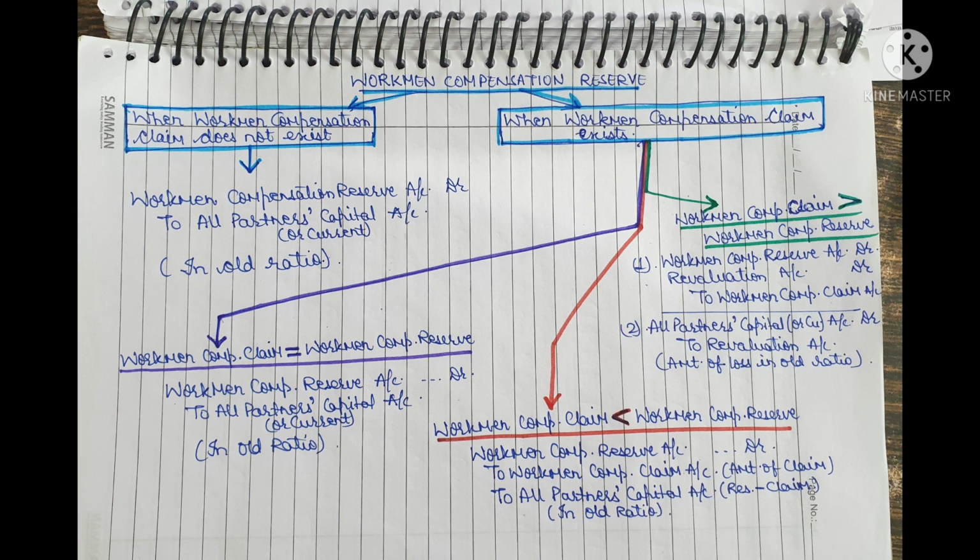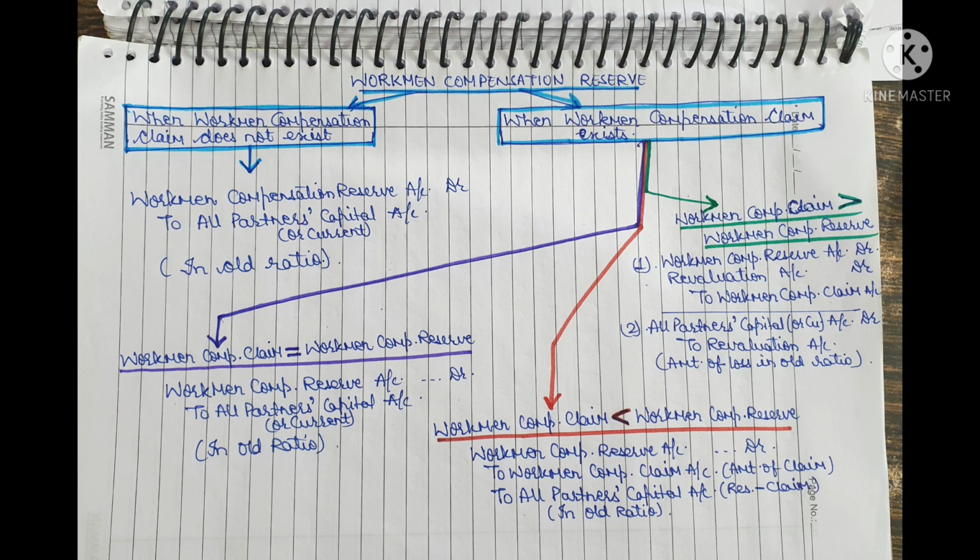So workmen's compensation reserve has two situations to be explained. One is when the workmen's compensation claim does not exist, and another is when the workmen's compensation claim exists. So let us discuss the first part, when the workmen's compensation claim does not exist. It can be understood as when the question is silent about any claim, or when it is clearly written in the additional information that there is no workmen's compensation claim or there is no accident of any workman or employee in the organization, and only the reserve, that is workmen's compensation reserve, is given in the balance sheet on the liability side.